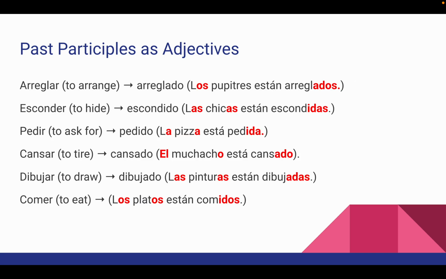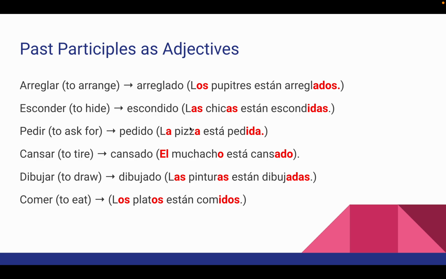So arreglar is to arrange, becomes arreglado. Los pupitres están arreglados. The desks are arranged. So los, it's a masculine plural, so you have to make the adjective masculine plural as well. It's not arreglado, it's arreglados. Esconder is to hide, becomes escondido. Las chicas están escondidas. Okay, so we start with the ido, but it's feminine plural, so we have to make the adjective feminine plural also, idas. Pedir is to ask for, it becomes pedido. La pizza está pedida. Okay, feminine singular, so it's a feminine singular to match what it's modifying.